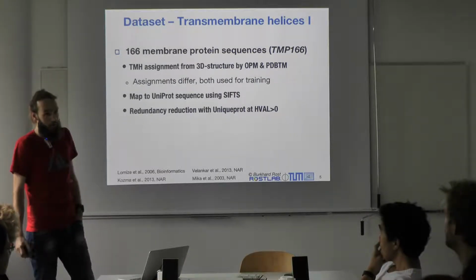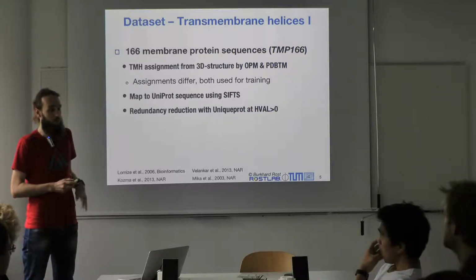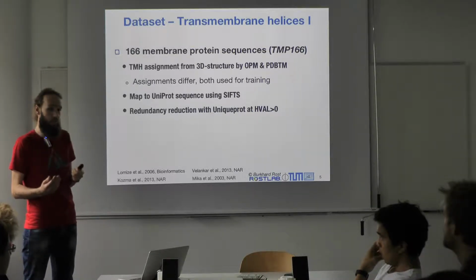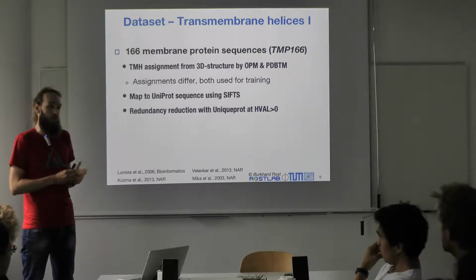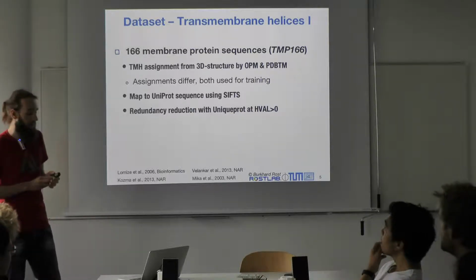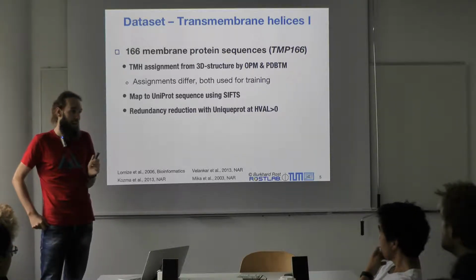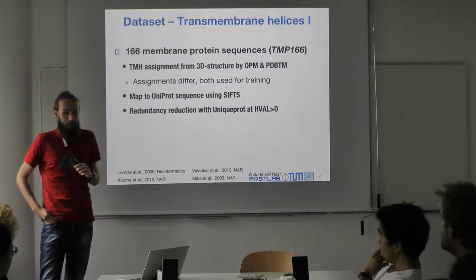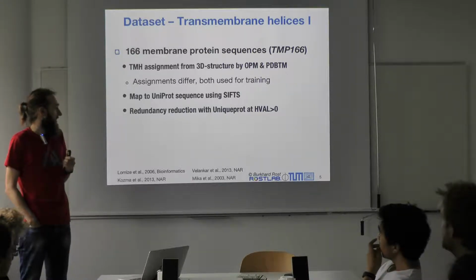Okay, so first of all, we need to collect a new data set. The protocol for this data set collection is pretty much exactly what we also did for the evaluation that you already heard about, only that this was done a bit later, so the data set is a bit larger, but the idea is the same. We need 3D structures. From 3D structures, you can infer roughly where the membrane is, and through that also where the membrane helices are.